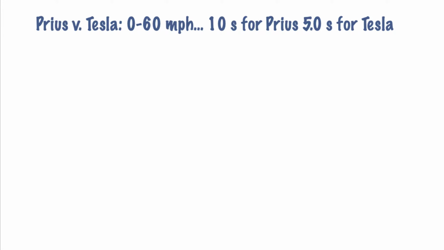In this video, I want to talk through an example of a kinematic analysis of a situation that might be familiar to you. I want you to imagine a race between a Toyota Prius and a Tesla Model S. They're both sitting at the stoplight and they're both ready to take off when the light turns green.